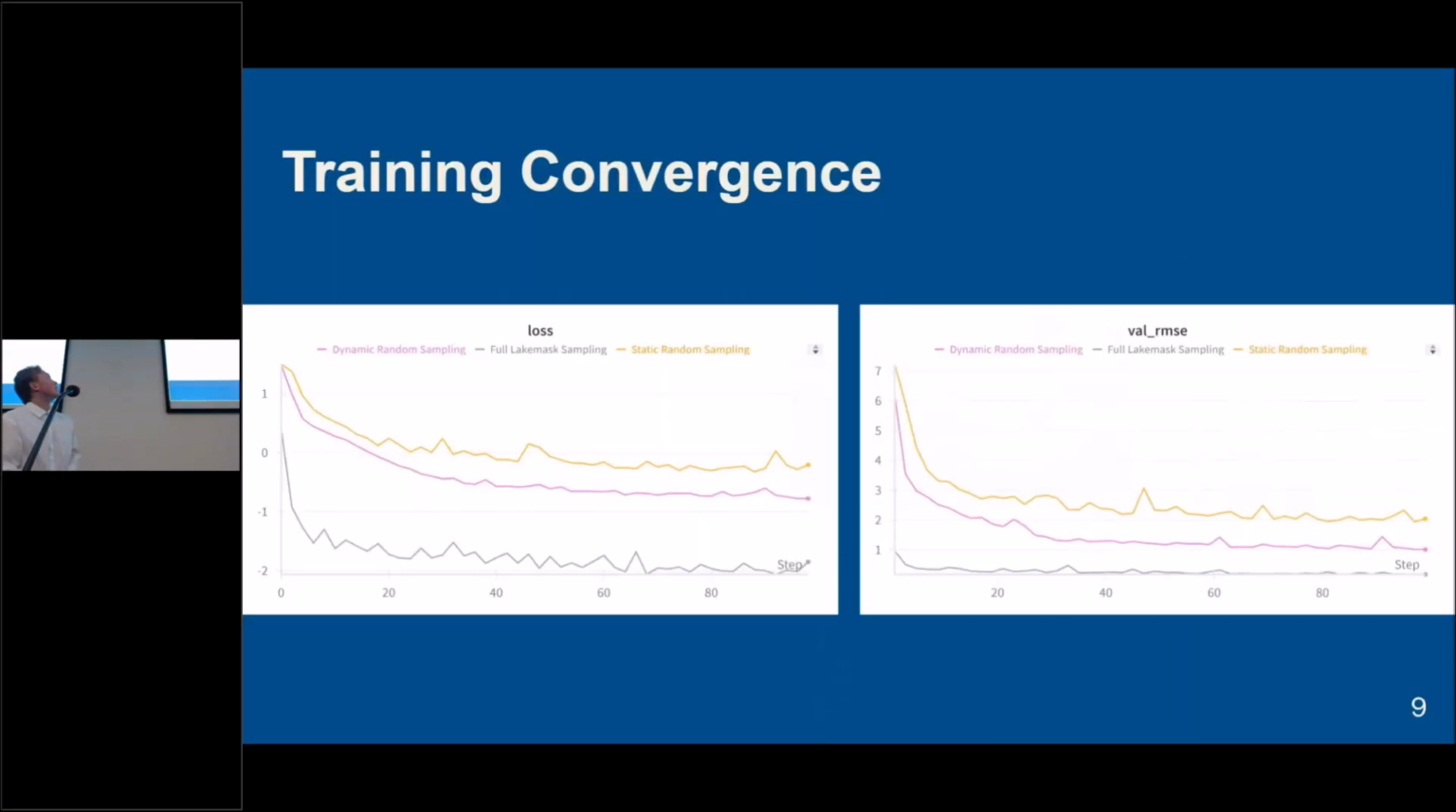So time for some results. So during training, these are our three training sampling methods. The static random sampling is the worst. For those of you who don't know, these are methods commonly used in machine learning training. They essentially tell you how well your model is performing, and the goal is to lower them as best as you can. And so the static random sampling is performing worse than the other two. The dynamic random sampling is second best in this case. And then when we sample the entire lake mass, we not only converge, but we have extremely low validation root mean square error, meaning it's probably going to make great predictions.